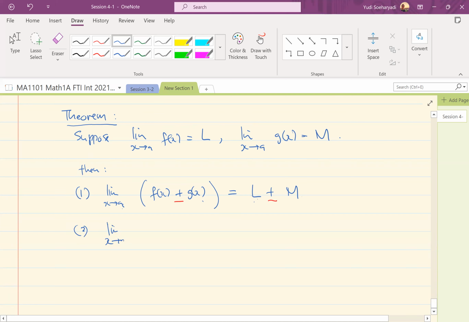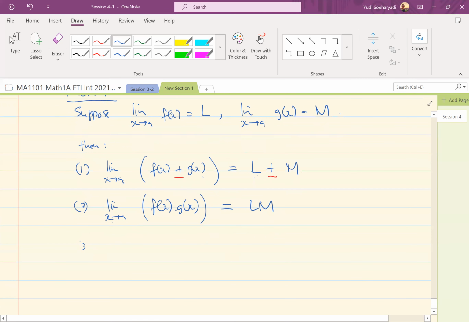And the limit of multiplications is the same as the product of the limits. So you multiply first and then take the limit, the same as finding the limit first and then multiplying. We have also this one for the ratio, but on one condition: that M cannot be 0.